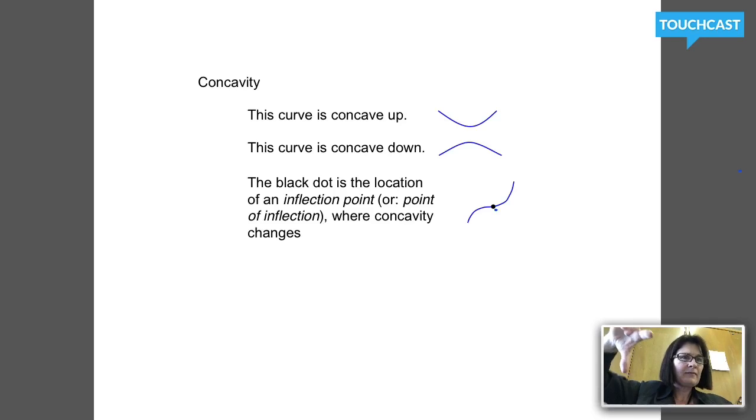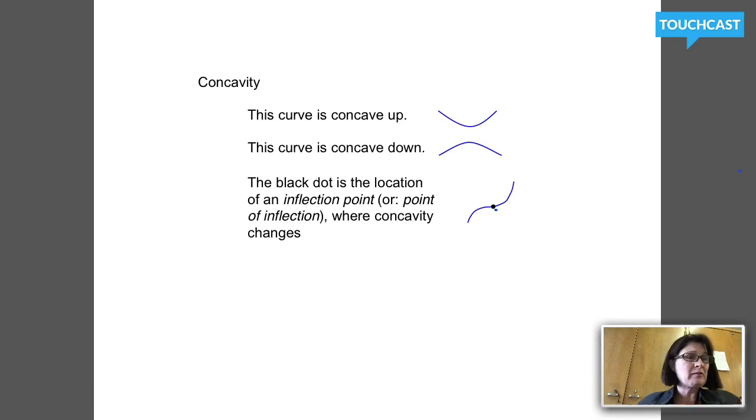So if this is the black dot, I'm going to try to match how the picture looks to you. This part was concave down. And then this part was concave up. And the one place where the concavity changes, it kind of changes from an umbrella to a bowl, that's called a point of inflection, or sometimes we say inflection point. They're both correct.